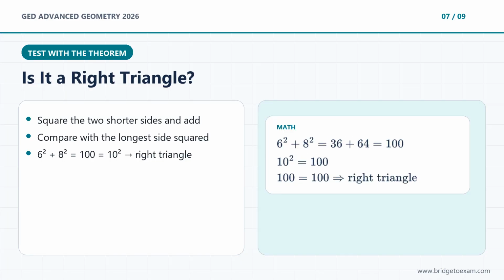The theorem also works in reverse to test whether a triangle is right. Take the two shorter sides, square each, and add them. If that sum equals the square of the longest side, the triangle is right. Check the sides 6, 8, and 10. 6 squared plus 8 squared is 36 plus 64, which is 100, and 10 squared is also 100. They match, so yes, it is a right triangle.